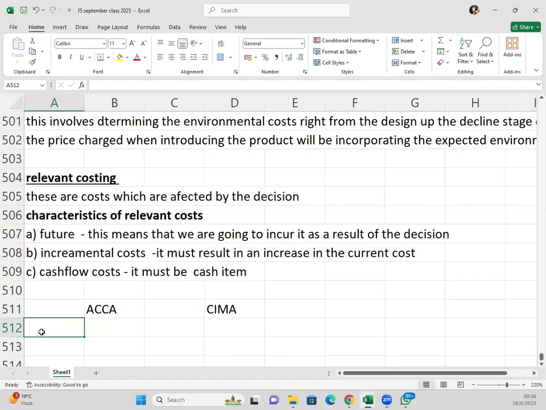So a cost you have already paid for is no longer relevant for decision making. So a relevant cost is a cost you are going to incur in the future as a result of the decision.